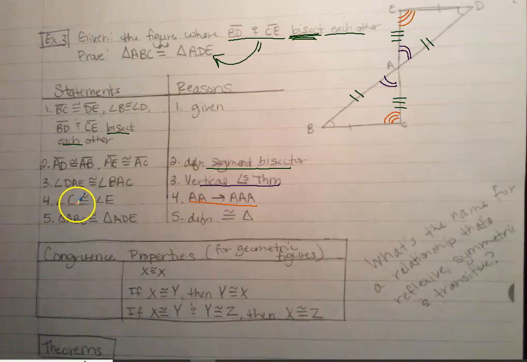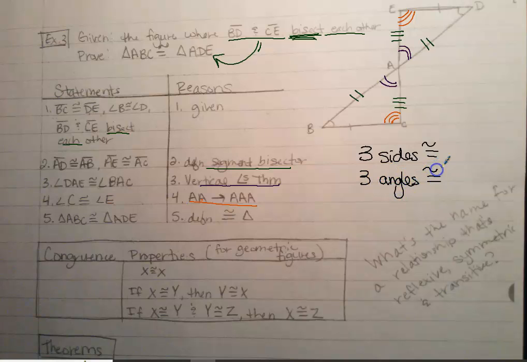And so that's what we write. Angle C is congruent to angle E because of this: if 2 angles are congruent, then all 3 angles are congruent. Awesome. Now, the fun thing is you've just proved 3 pairs of sides are congruent, and you've proved 3 pairs of angles are congruent. So because you've done that, you've proved that the triangles are congruent. So you can say triangle ABC is congruent to triangle ADE because of the definition of congruent triangles.